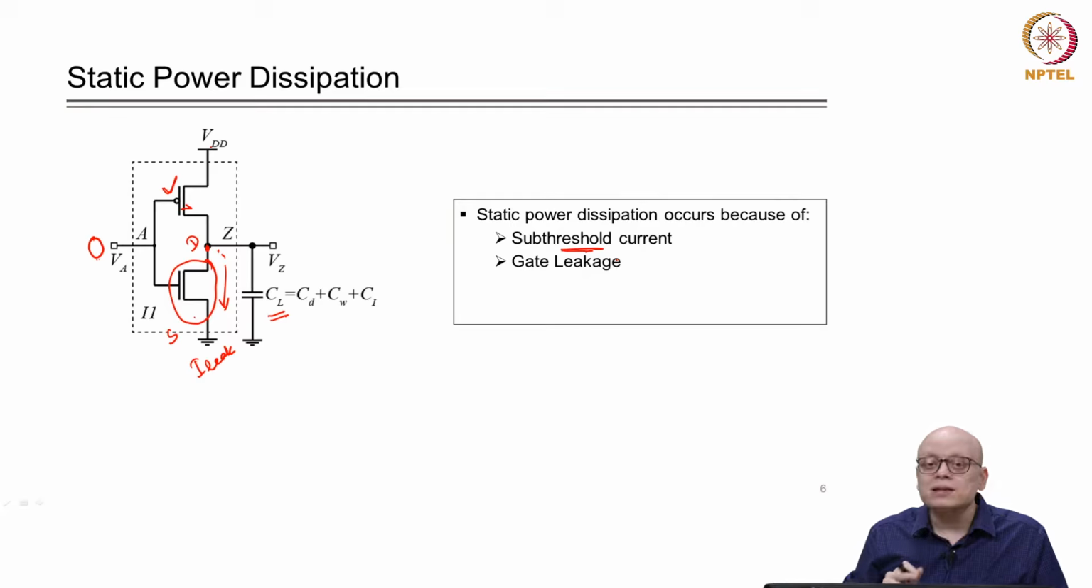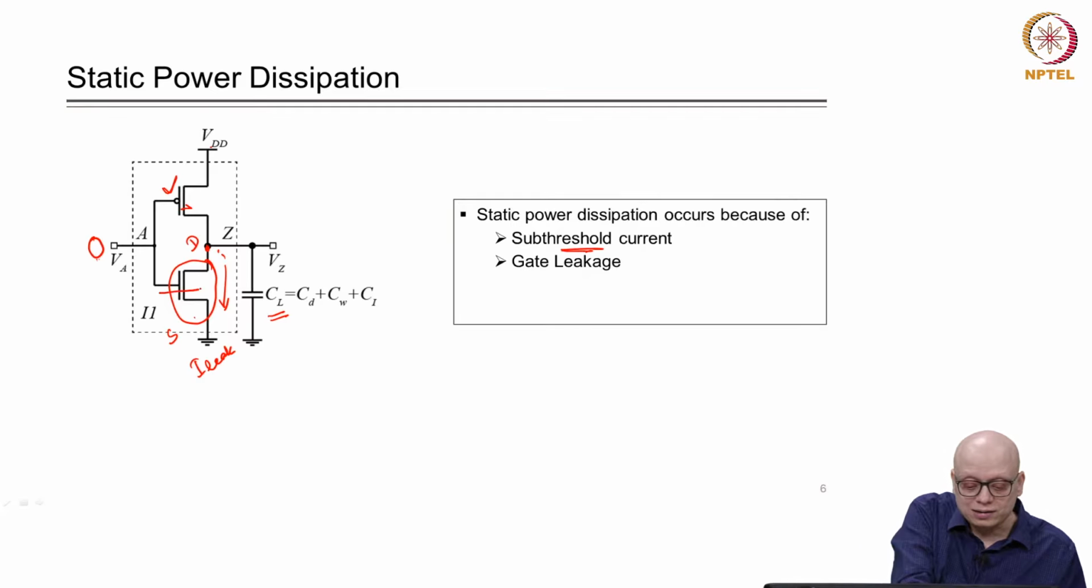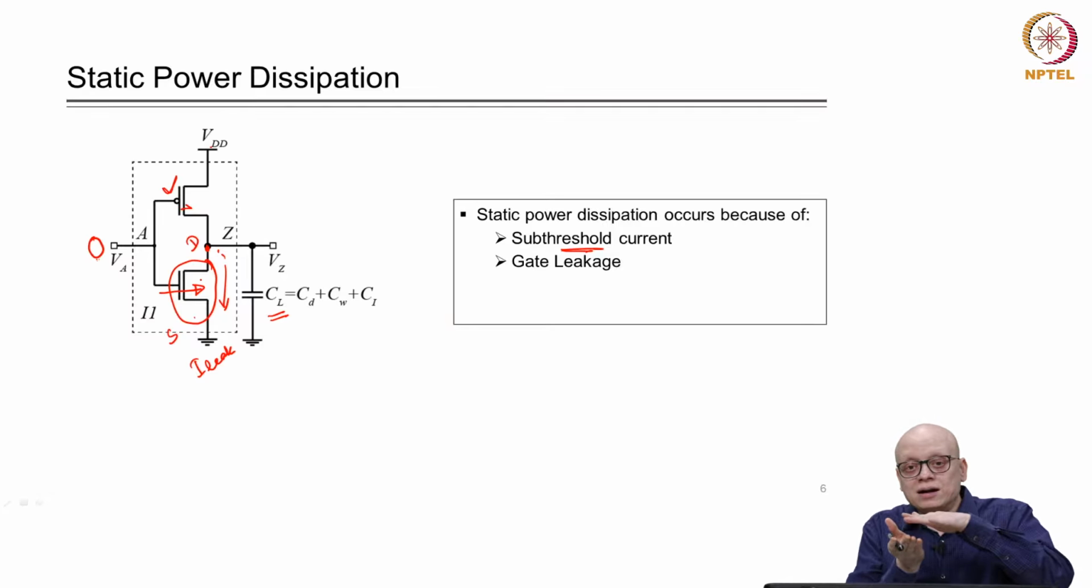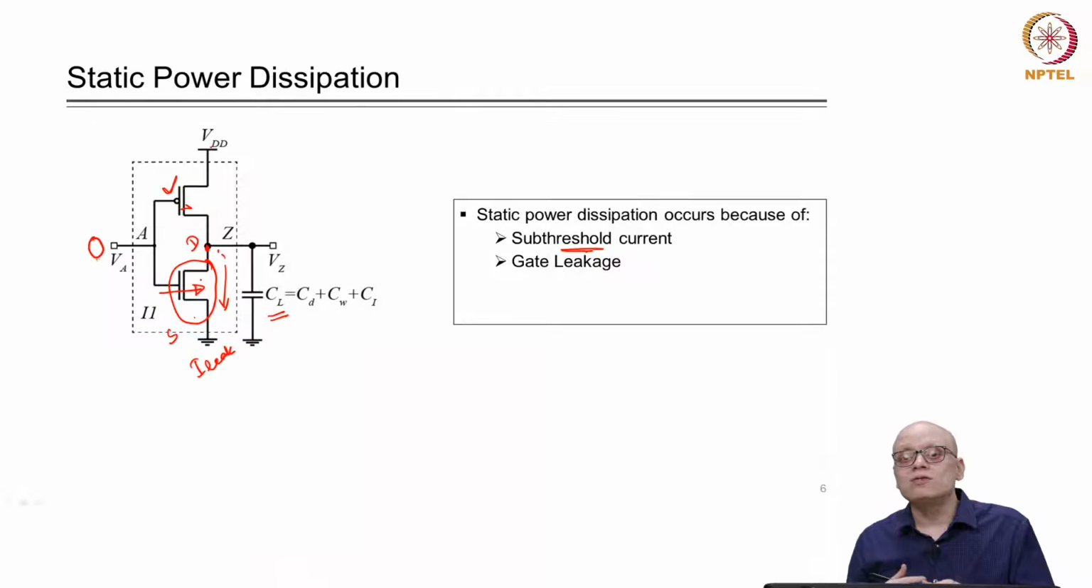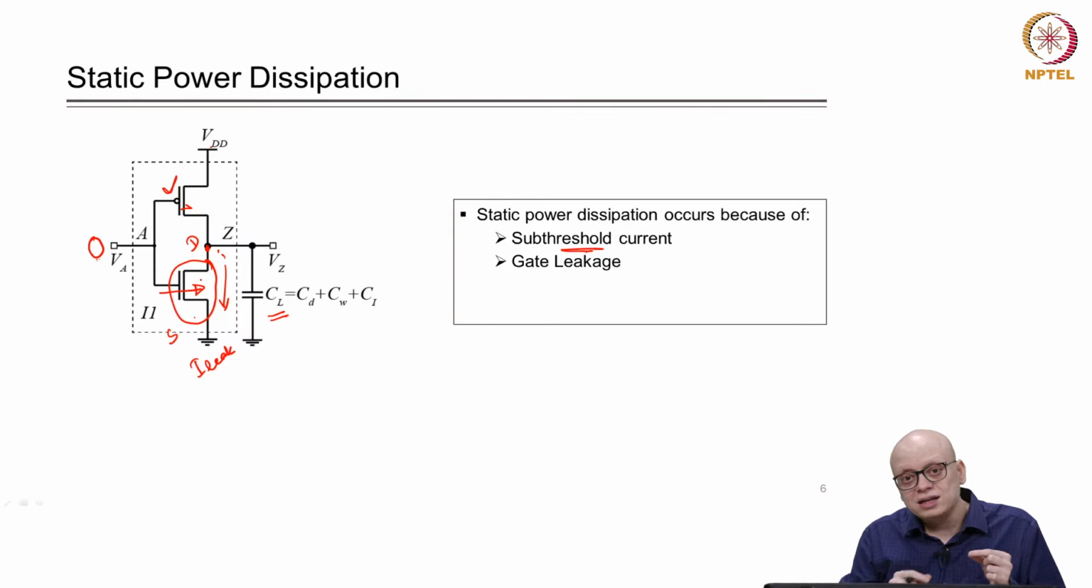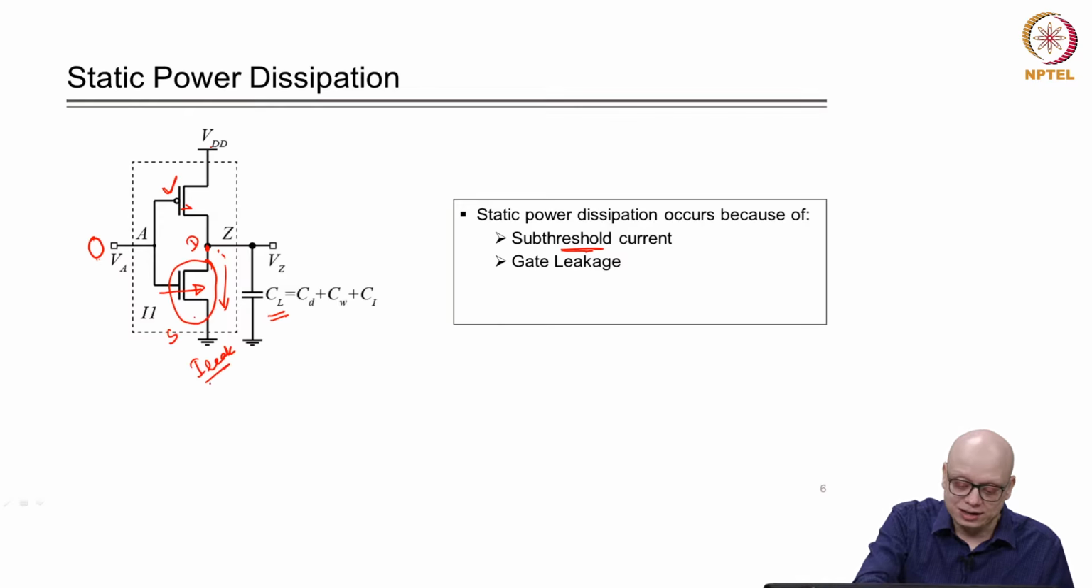Additionally, there can be some gate leakage through the tunneling path. Between the gate and the source and drain, there is an insulator and there is a capacitor. Ideally, no current should flow through that, but because of the small size of the gate oxide, some tunneling current can flow from the gate to the source and drain, and they also contribute to the leakage current.